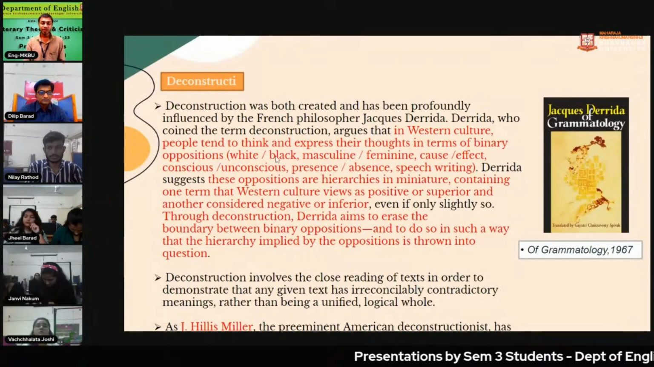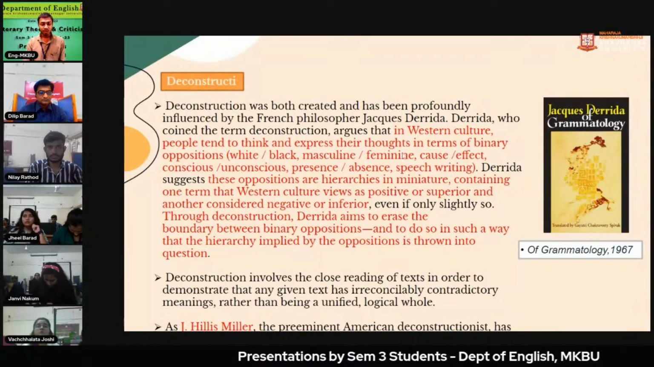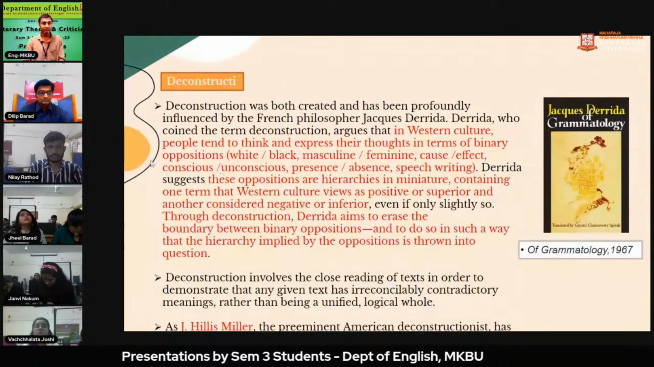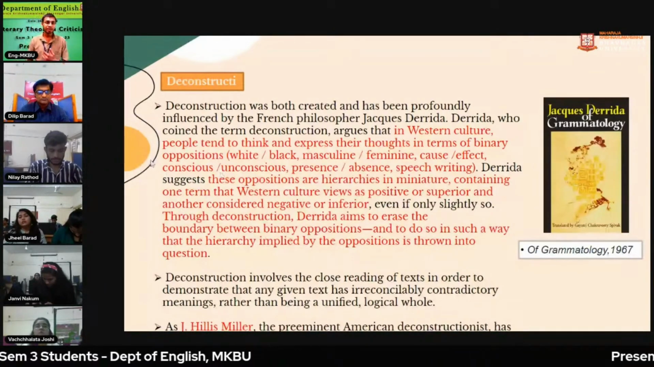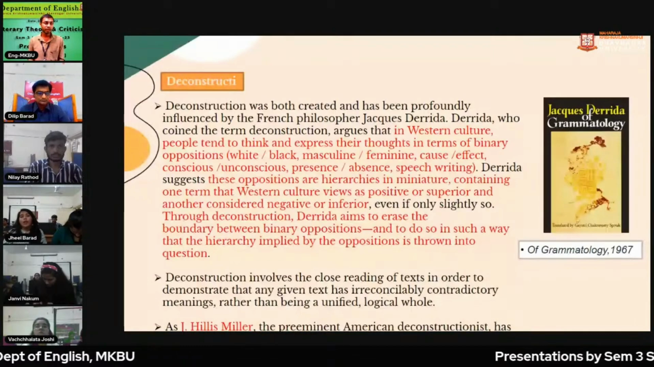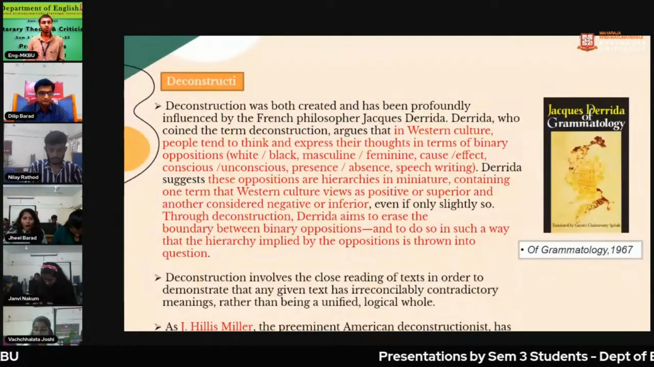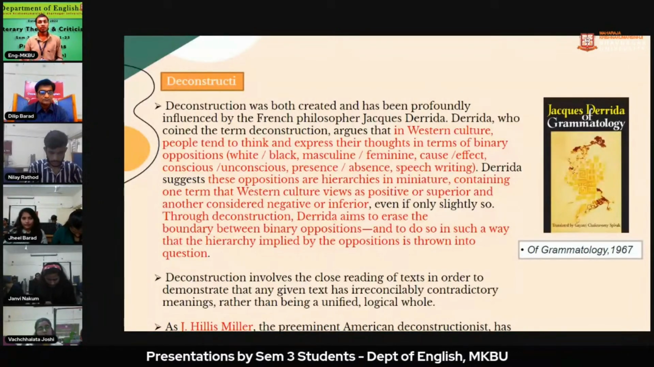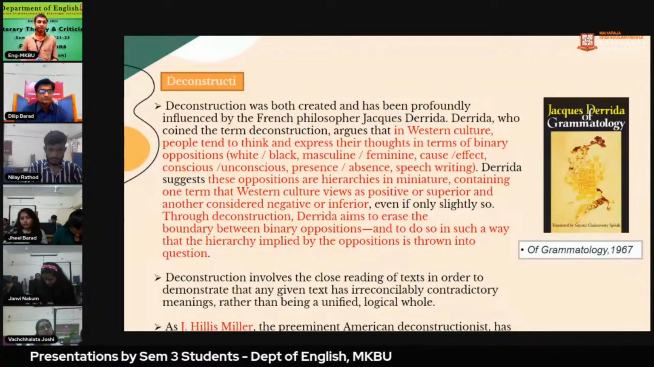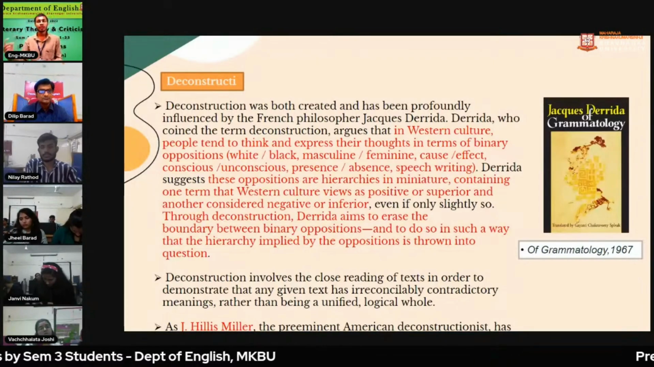People tend to think and express their thoughts in terms of binary oppositions, like two groups. For the sake of explanation, say two groups are there, and one group is asking you to join them, and another is asking you to do the same. But when you do not stand with them and want to stand alone, they will say, either you are with us or with them.